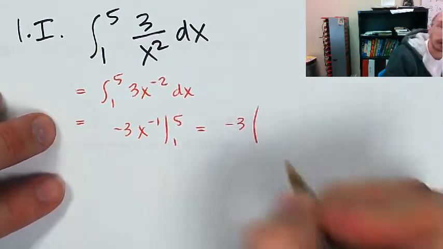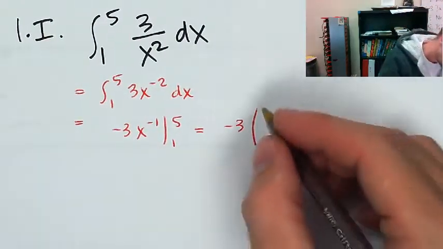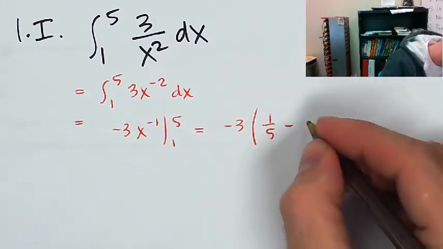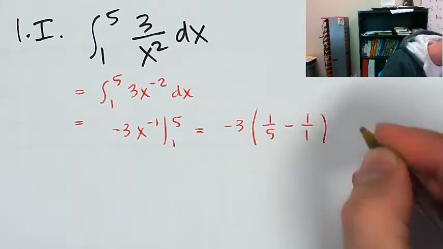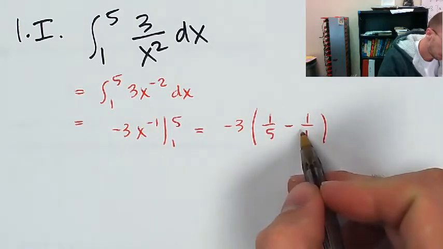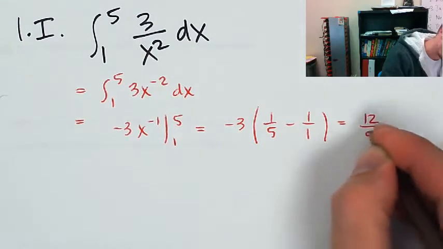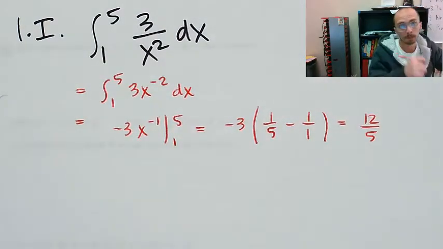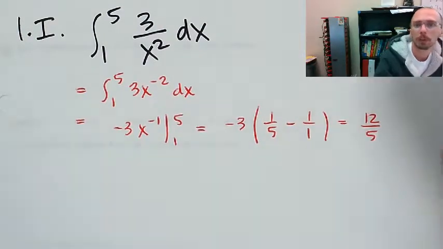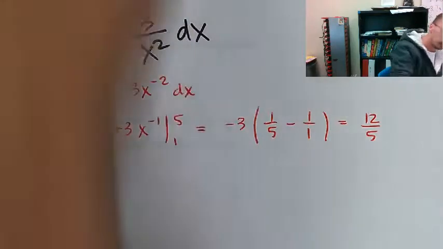So I might just factor out that negative 3, because it's going to be attached to both of these, so I can factor it out. And I'd have 5 to the negative 1 minus 1 to the negative 1. Okay. And so that would be negative 4/5 times negative 3, which is going to be positive 12 over 5. And that didn't need partial fraction decomposition or any kind of algebra. We just need to remember that we can still rewrite these things as powers.